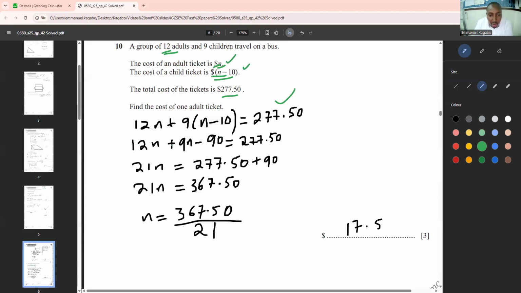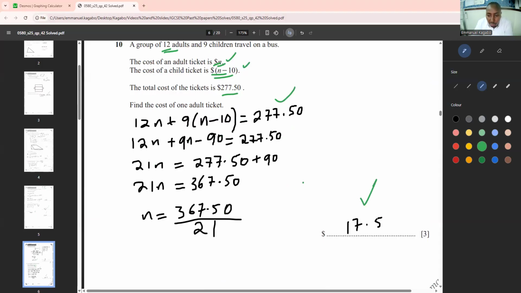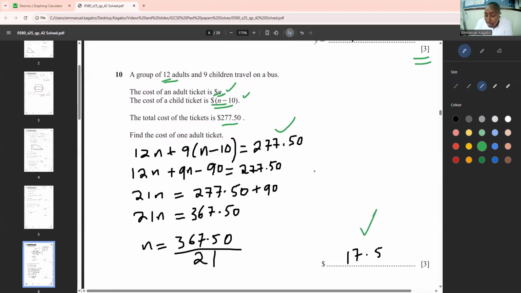Collect like terms. What is 12n plus 9n? 21. This one takes the other side. So we divide by 21 on both sides. That is the cost of one ticket for adults. What about the young one? They didn't ask you, but if they ask you, it will be 17.5 minus 10.